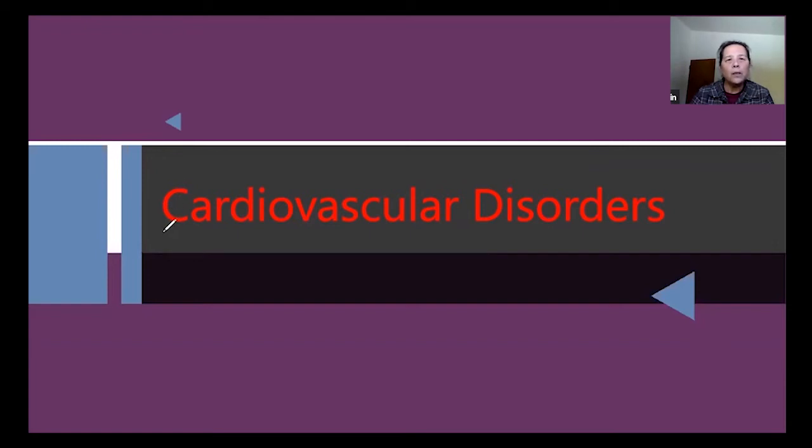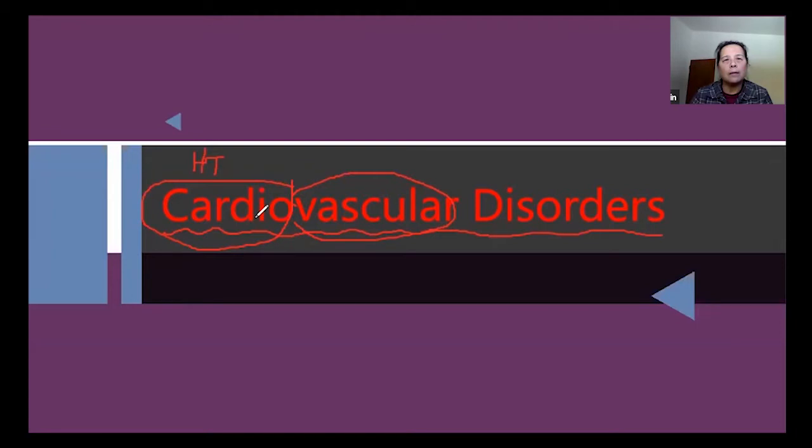So now we're moving to cardiovascular disorder. Cardio is the heart. Vascular, blood vessels. So generally we're talking about heart and blood vessel disorders. Cardiovascular symptoms we also call circulation symptoms by their functions. So that's the same thing.